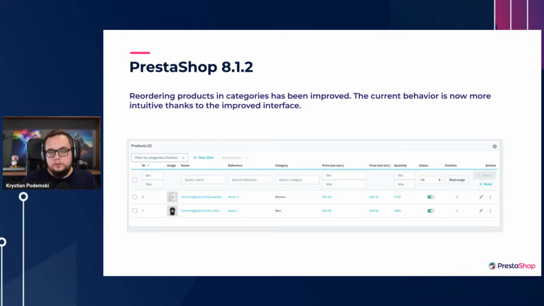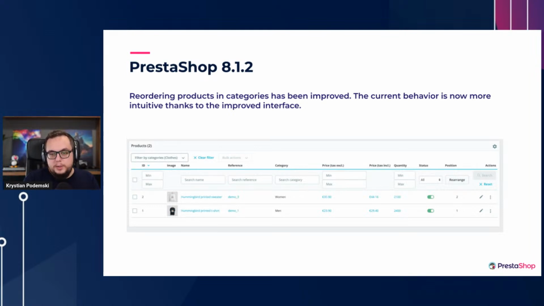There was also a little confusing behavior when it comes to sorting products in categories in the backoffice on the new product list page, which has been integrated into PrestaShop 8.1. So now the user interface for changing the positions of the products is much more readable and intuitive, thanks to two little changes. First of all, you can just click filter by category, go to categories of the products, and then there will be this button under the position column title, which is called Rearrange.